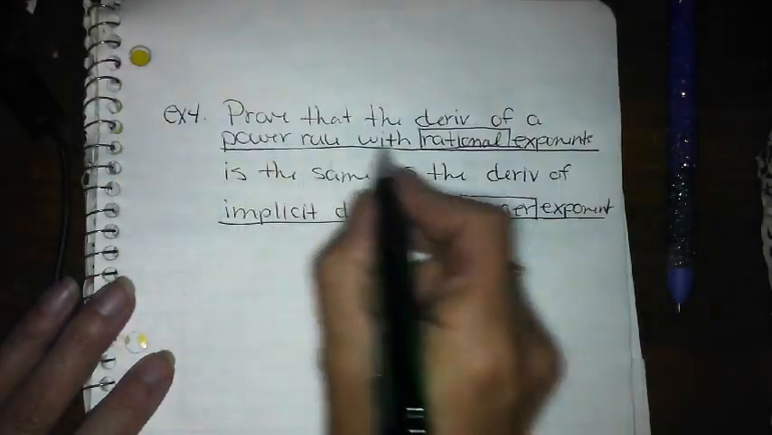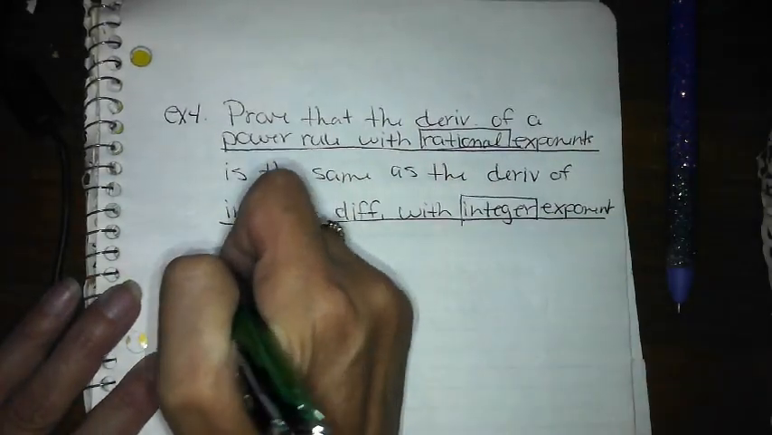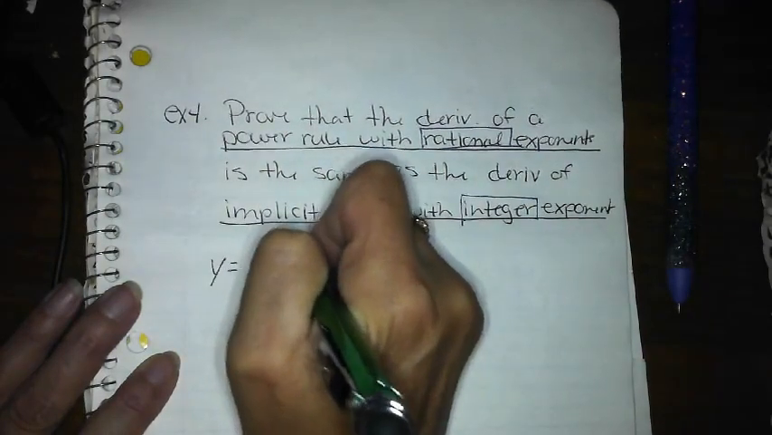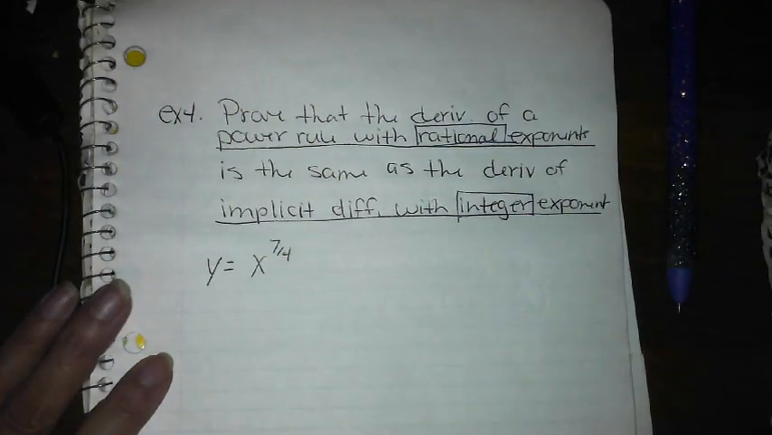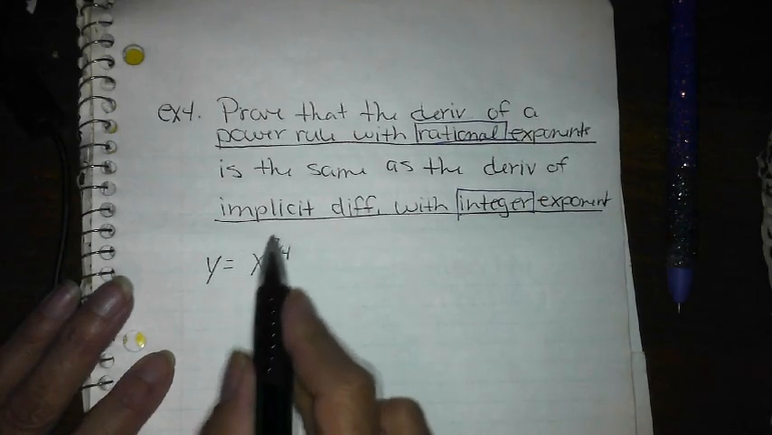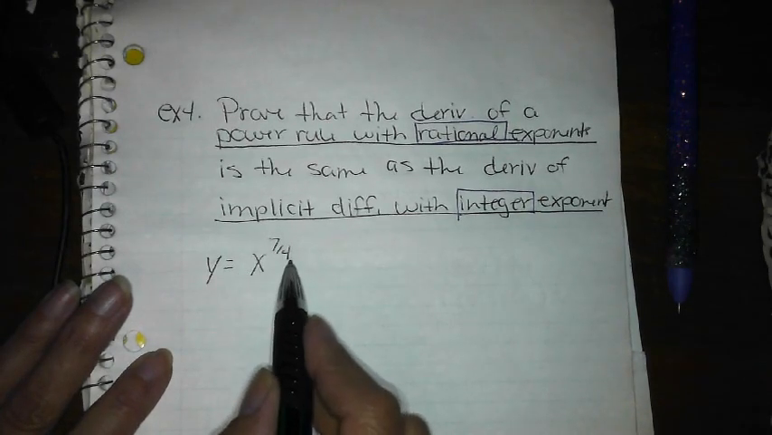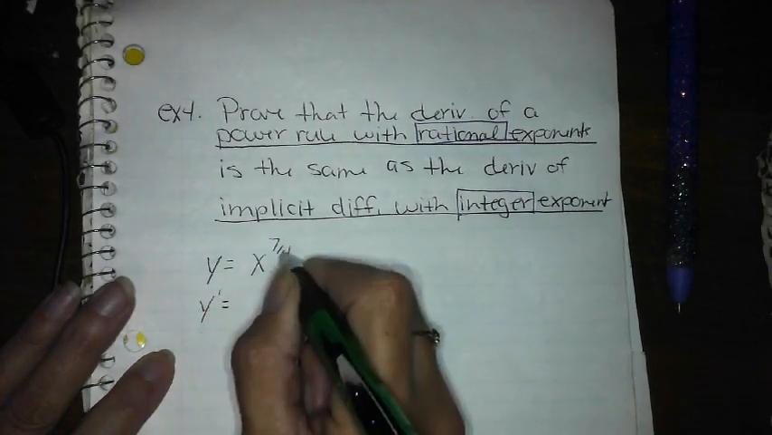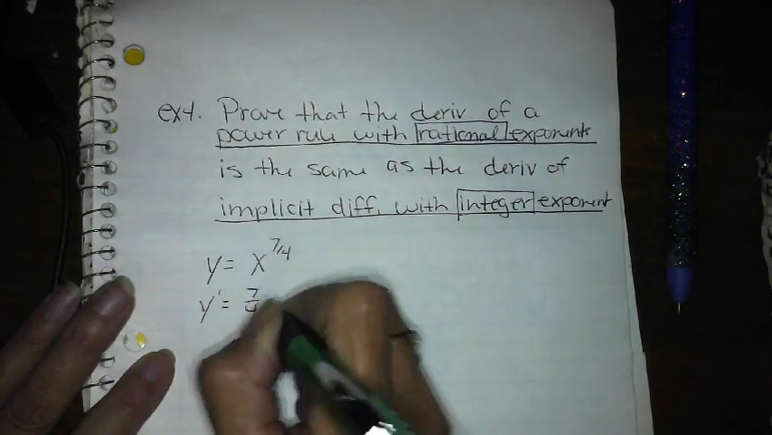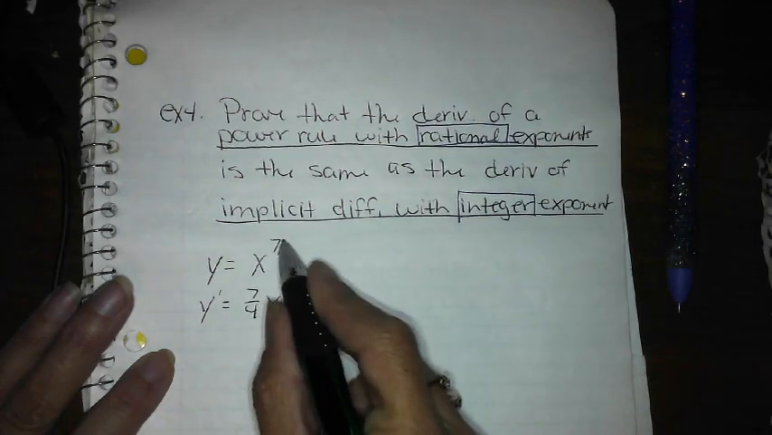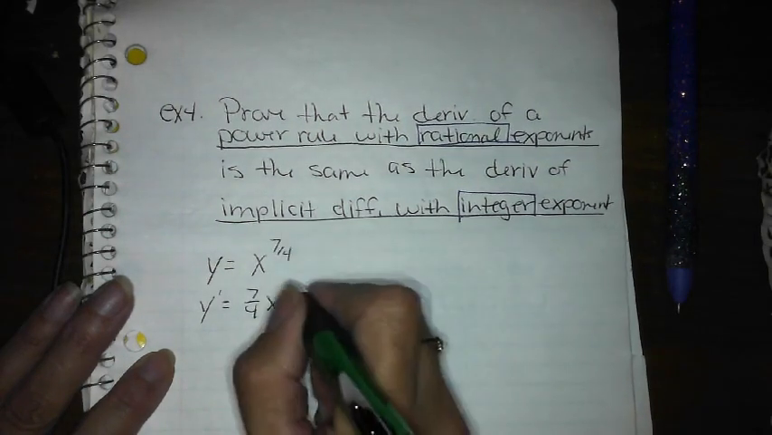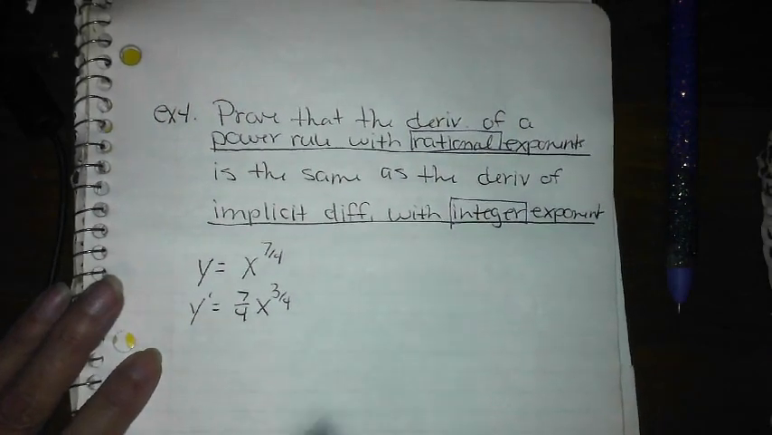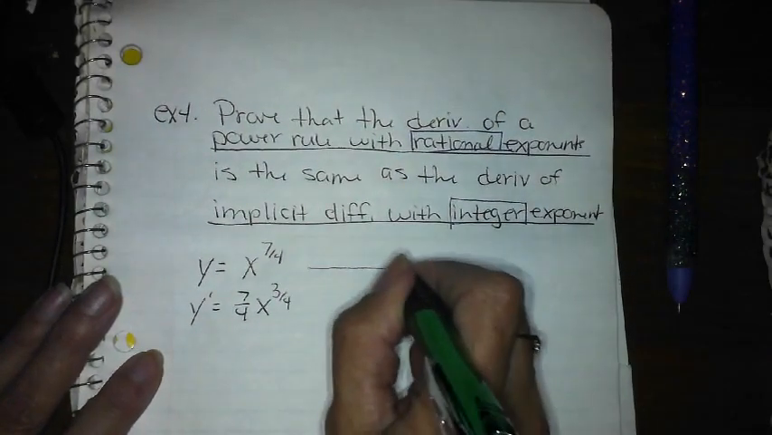We'll start with power rule with rational exponents. y equals x to the 7/4. So we're going to do a power rule. And this is a rational. Remember, rational is anything that can be written as a fraction. So y prime equals power rule 7/4 x, subtracting 1, which is subtracting 4 over 4, leaves 3/4. Easy.